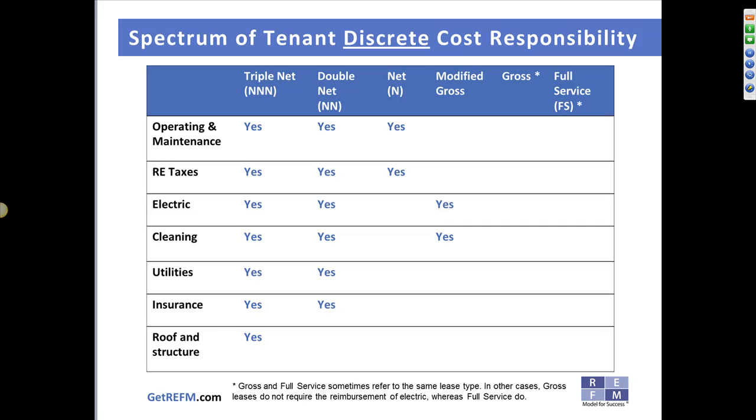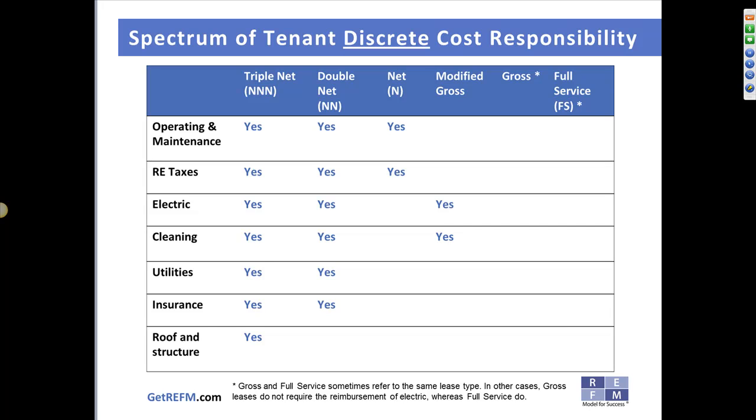And then move across once again to modified gross. And this is a version of a gross lease, which we'll talk about in a second, where electric and cleaning are discretely broken out and billed to the tenant. A gross lease is sometimes the same exact meaning and structure as a full service lease, or FS. And other times a gross lease will be identical in all areas except that the gross lease will not require reimbursement of electric, whereas a full service will.